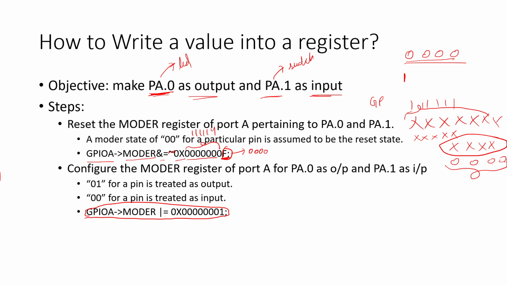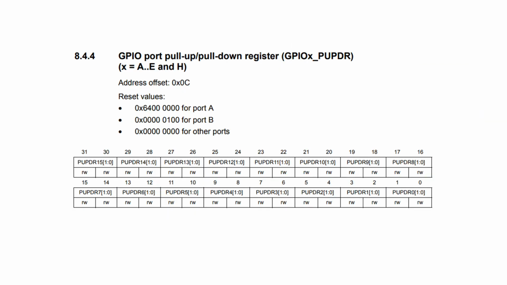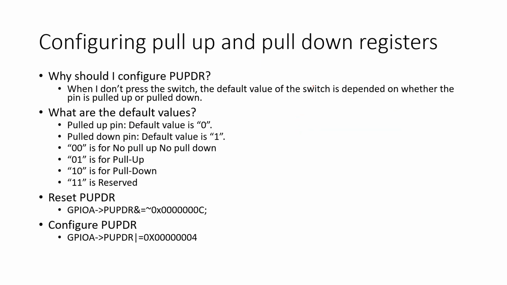Once you are done with programming the desired peripherals to input and output, the next part is configuring the pull up pull down register. If you are following, in the previous section we have PA.0 as output, PA.1 as input. So as per my explanation in the first section, PA.1 will need a pull up or pull down. Let us see why. So why should I use pull up or pull down?